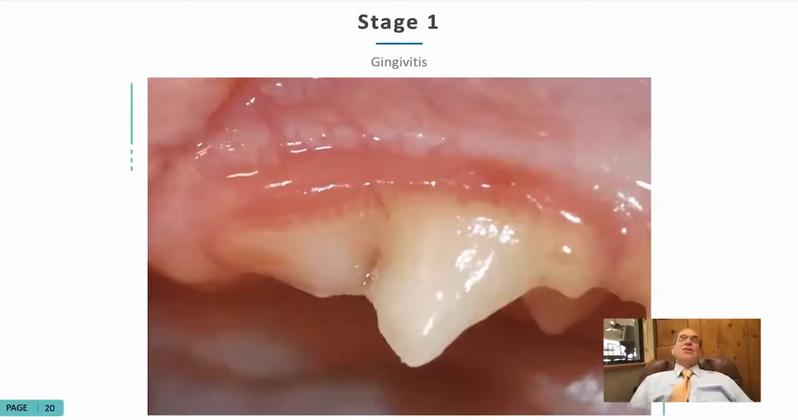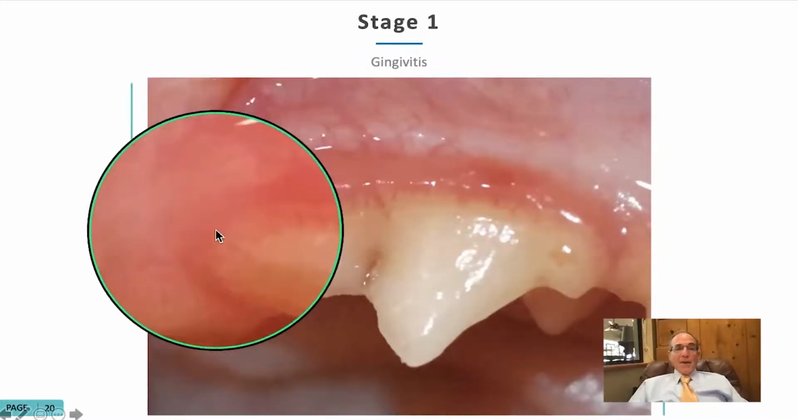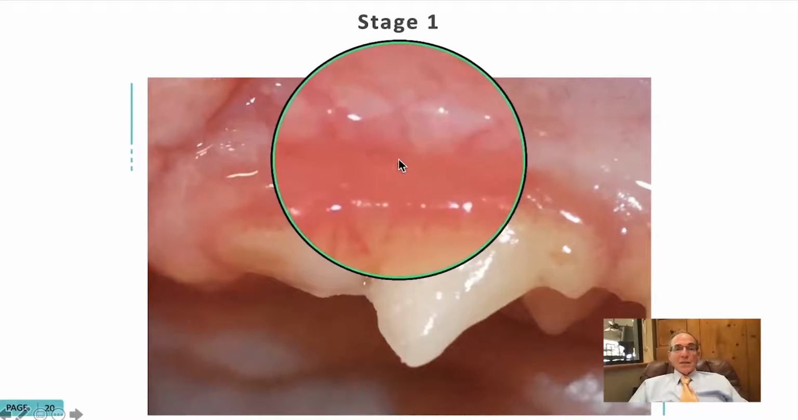Periodontal disease starts with gingivitis. You cannot have periodontal disease without gingivitis. You can, however, have gingivitis without periodontal disease. And this is inflammation of the gingiva. It gets swollen and inflamed, but there isn't any support loss.